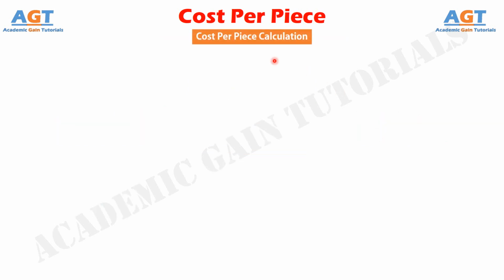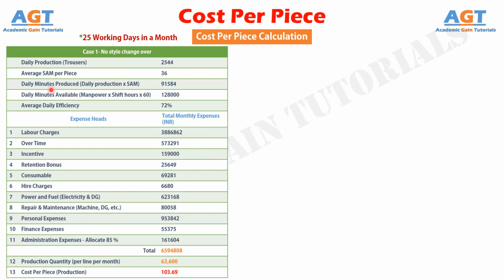Now, let's walk through an example to see how we actually conduct a cost per piece calculation. We will discuss the first approach with a hypothetical example. Here we have taken cost elements of manufacturing and daily production, considering 25 days in a month. As you can see in this table, in this scenario there is no style changeover, which means order of only one style is taken in this month. We have got our data for daily production, average single allowed minute, efficiency, etc. over here. Now for our calculation purpose, the data required are given here.